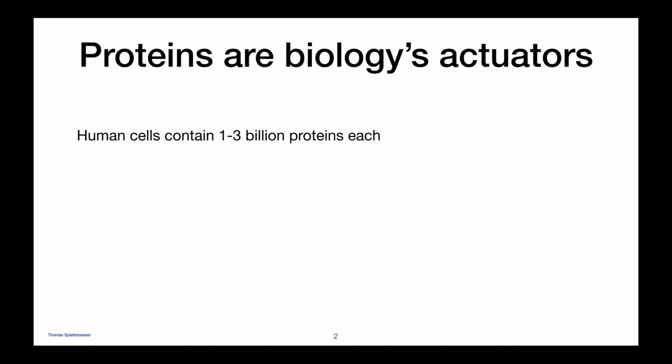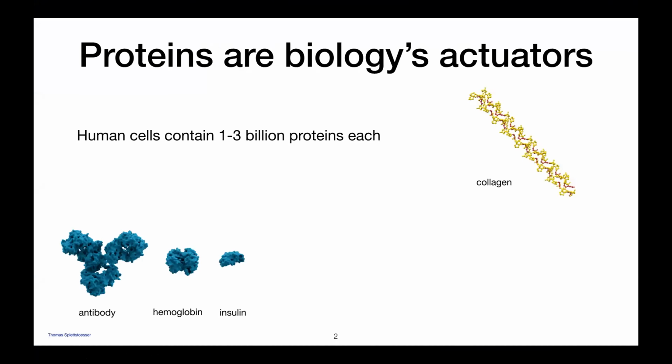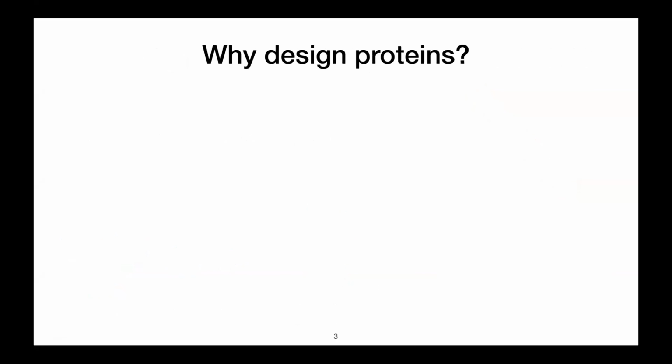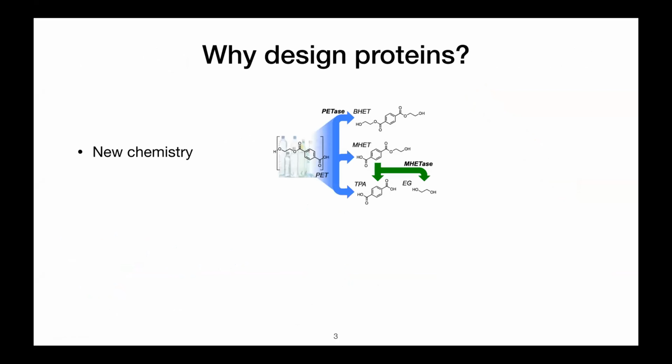All right, so given all the proteins I showed you before that already exist in nature, like collagen, like antibodies, hemoglobin, insulin, that spike glycoprotein that allows the SARS-CoV-2 virus to infect your cells, and luciferase, which makes firefly butts glow, why might we want to design new proteins? Well, for example, we might want to do some new chemistry. We make and use lots and lots of plastic bottles, plastic bags, and those bottles, if we throw them away, don't break down. They last pretty much forever. But chemically, we can break those down and recycle them. But what if we want to do that with a protein? Well, then you have to design a protein that will do that, and people are working on that.